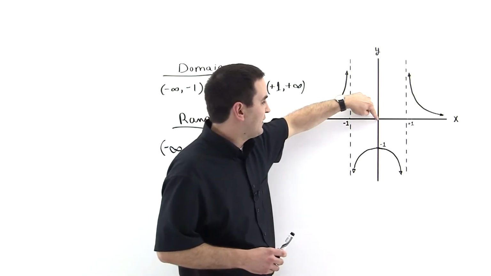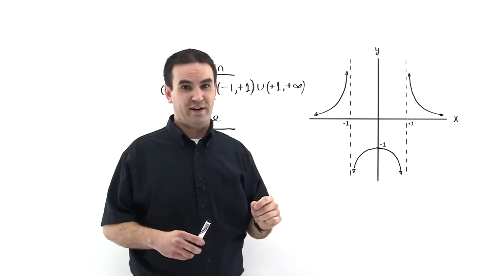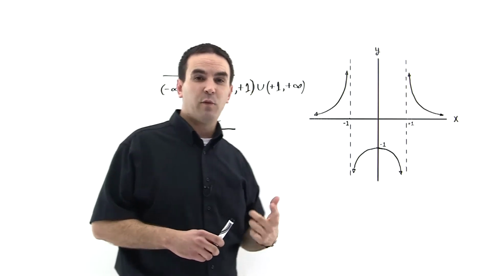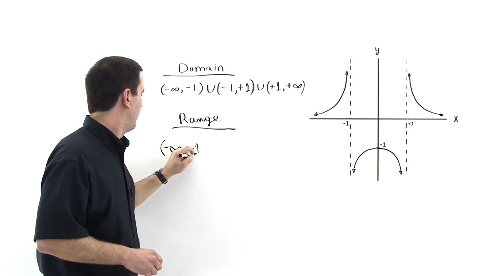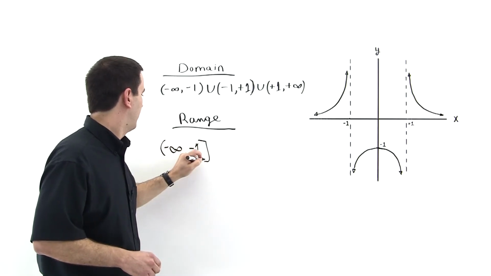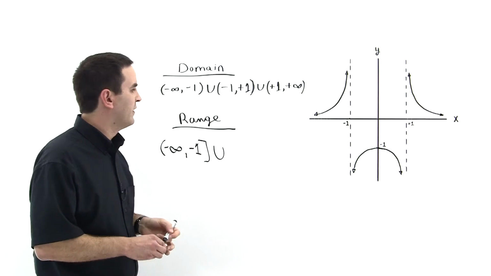but we see that -1 is included in the set because if x is equal to 0, then y is equal to -1. So to indicate that, we'll put a square bracket. So let's put -1, like so. And this is in union with.